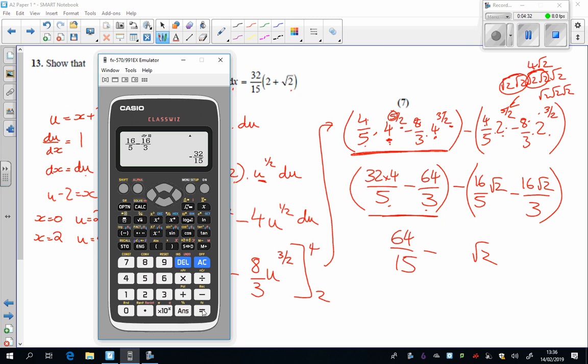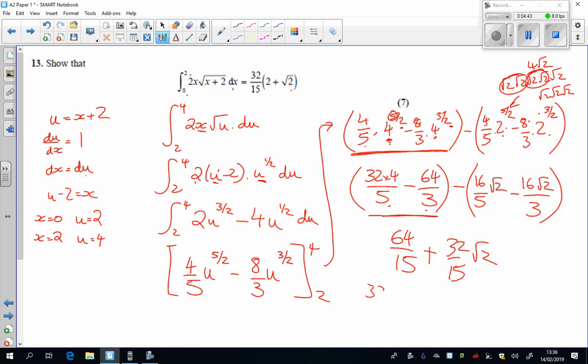16 over 5, 16 over 3. So it's take away, it's a minus. I've got minus, minus. I've got 32 over 15 now. Well, look at that. I've got 32 over 15 here. So there's just a root 2 there. And notice, look, that's just 2 of them. So I've got 32 over 15, 2 plus root 2, as we were asked to show.